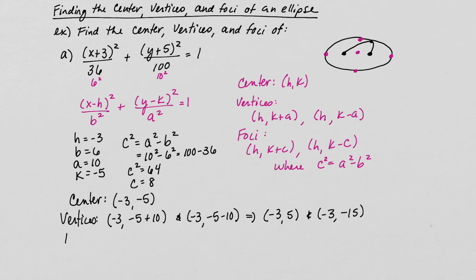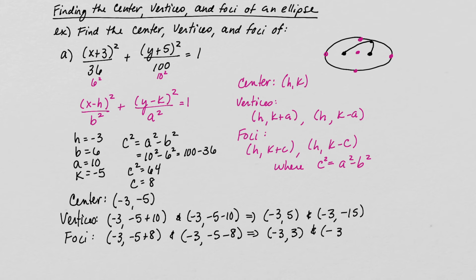And then our foci are going to be (h, k plus c), so (negative 3, negative 5 plus 8), and (h, k minus c), so (negative 3, negative 5 minus 8). Which means that they are (negative 3, 3) and (negative 3, negative 13).